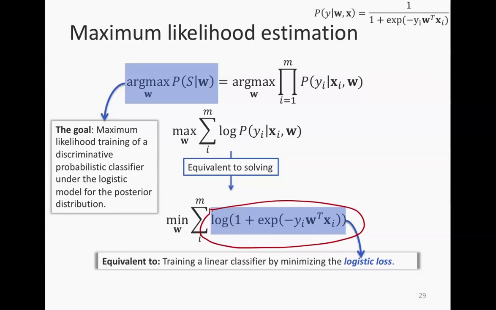Yes. Why did the argmax change to a max and then subsequently a min, when in the maximum likelihood estimation we did for least squares regression, it was still just argmax and argmin?